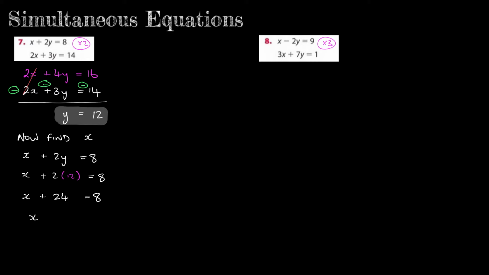So to find out what x is, I need to bring the 24 over to the other side. I'm just going to move this positive 24 across. If I move a positive 24 to the opposite side, it'll turn into a negative 24. So I'll have 8 minus 24. And 8 subtract 24 will leave me with, 8, 16, 24, negative 16. So my answers there are going to be positive 12 for y and negative 16 for x.